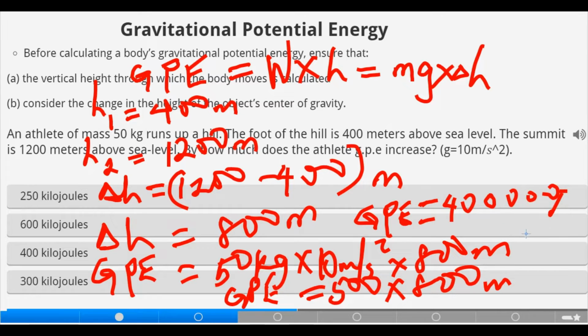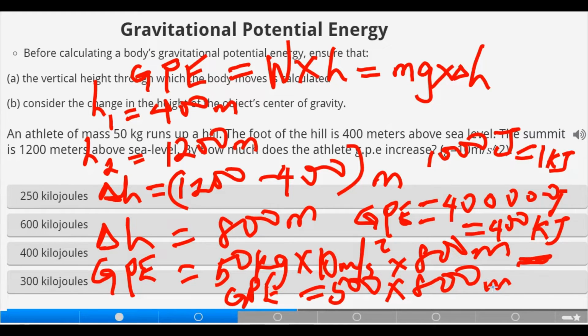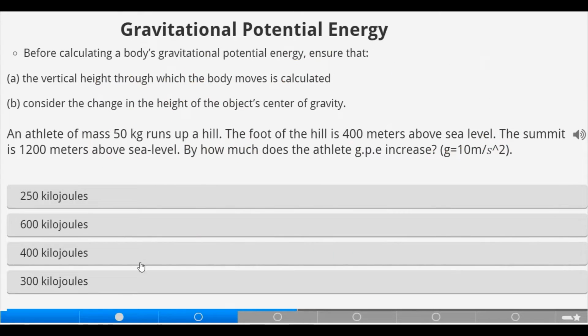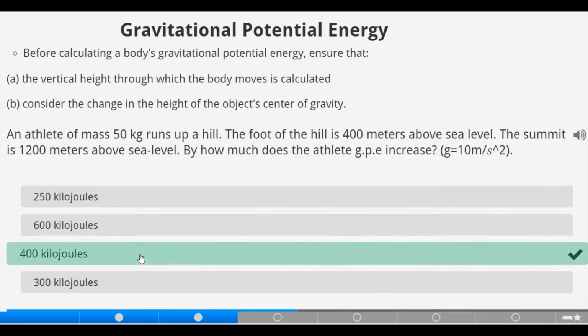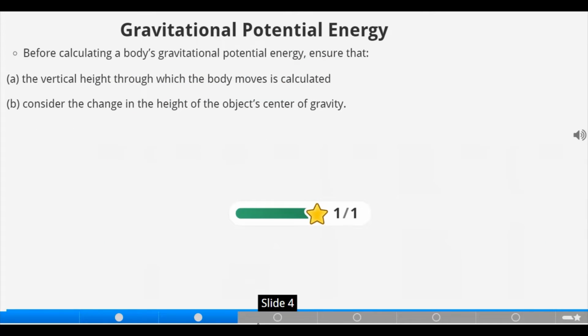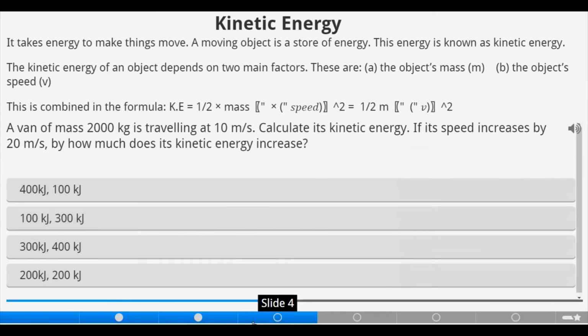Gravitational potential energy is measured in joules. And don't forget that 1,000 joules is equal to 1 kilojoule. So with this now, I'll have it to be 400 kilojoule. Do we have it? So let's pick and check. That's correct. So let's move on to the next slide.